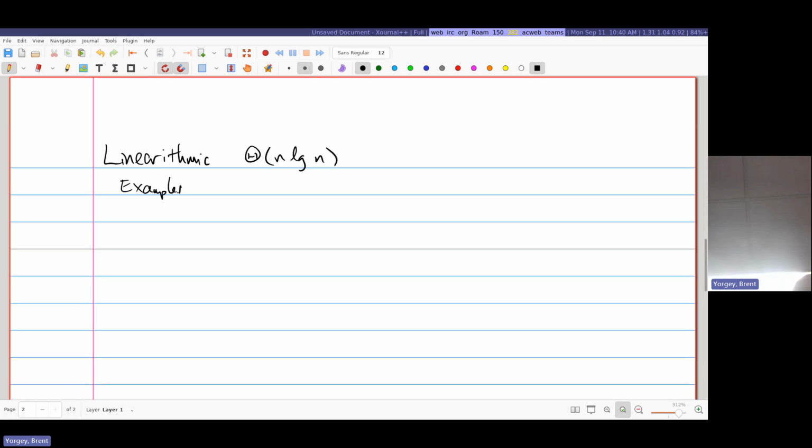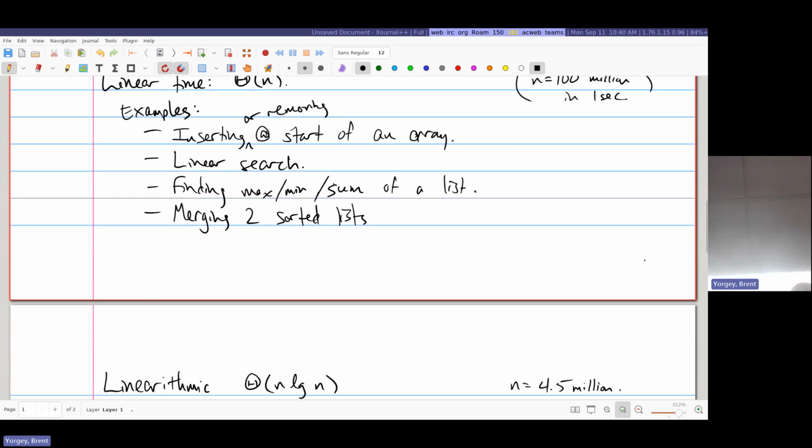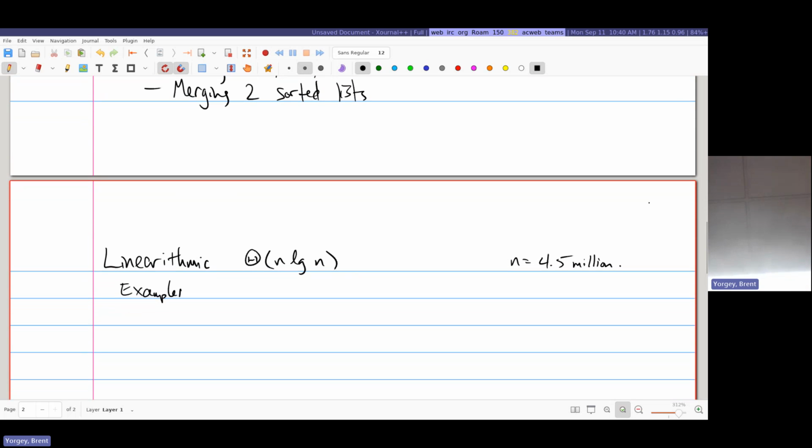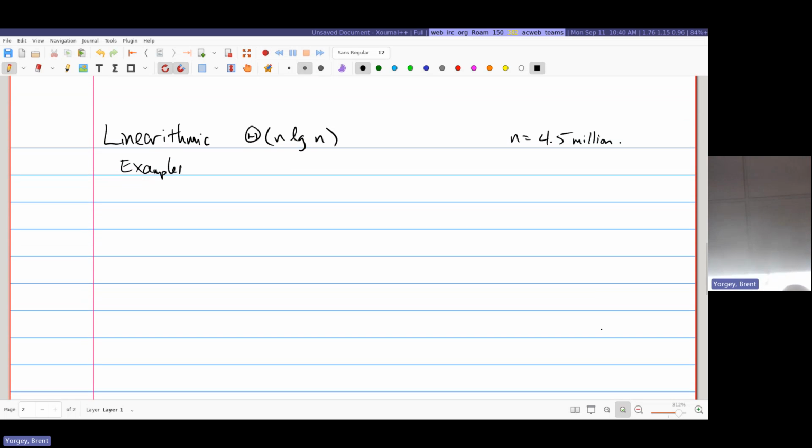Well, let's see. If you have an n log n algorithm, the biggest input that you could process in about a second is about 4.5 million. Still pretty good, right? Again, because n log n isn't that much worse than n, because the log n is pretty small. With n, we could process 100 million. Now we can only process 4.5 million, but still it's on the order of millions. It's still a pretty big input that you can deal with.